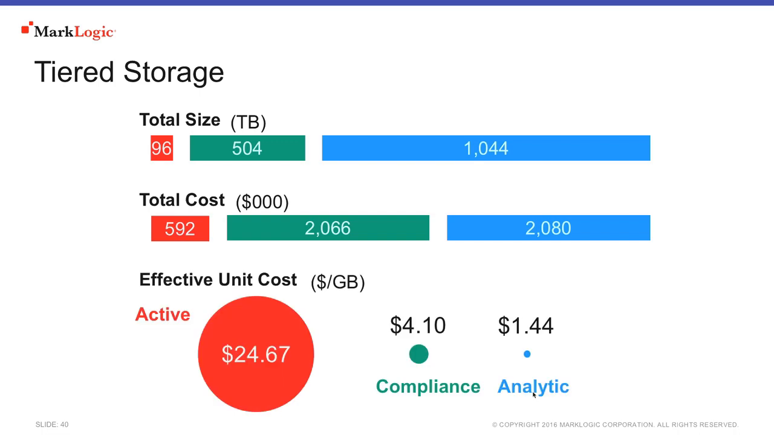So if you look at the math of those, I'd be happy to go through the details of this with anybody that's interested. But if you look at the math, this is exactly how you want to have your costs aligned. So have that active data on the expensive hardware, have the compliance tier on that mid-range hardware, and have the analytic tier as low cost per unit.